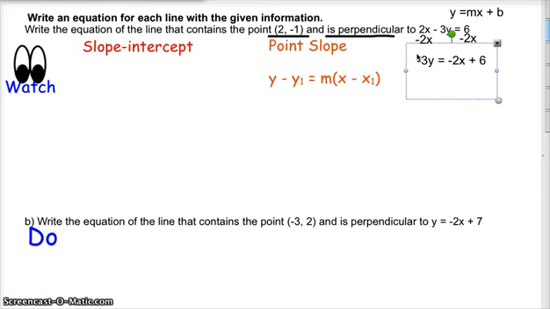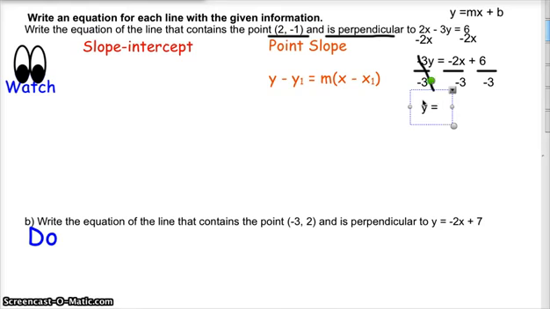Next thing I'm going to do is divide everything by -3. Those are going to cancel. y is going to equal -2 divided by -3, which is going to give you a decimal, but please leave it as a fraction since we're talking about slope. And 6 divided by -3 is -2.